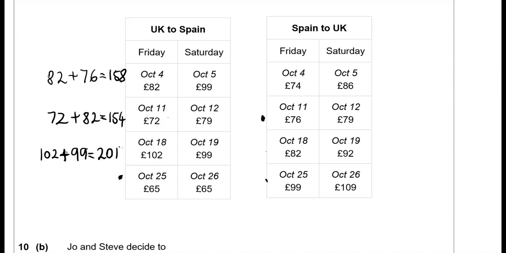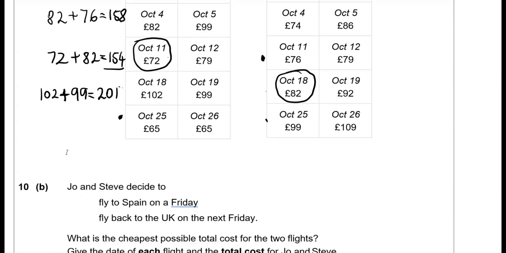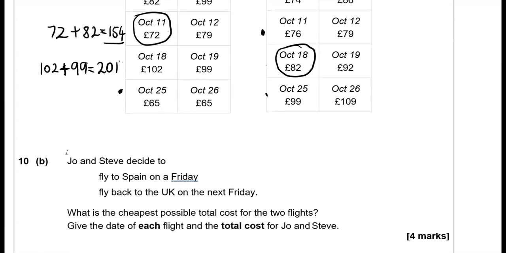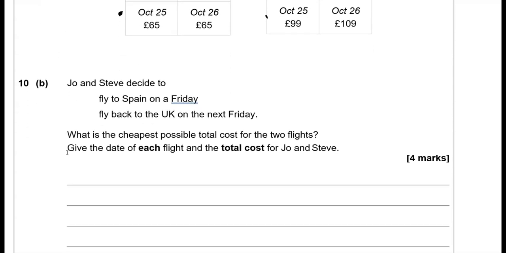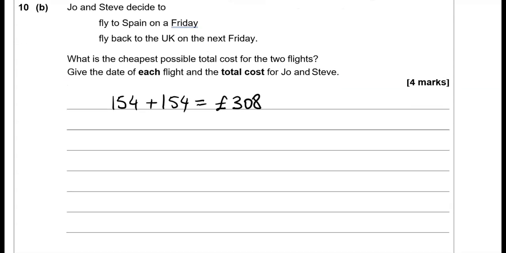The cheapest of them all is 154, so going on the 11th of October and returning on the 18th. So £154, that is for one person. For two, that is going to be £308.